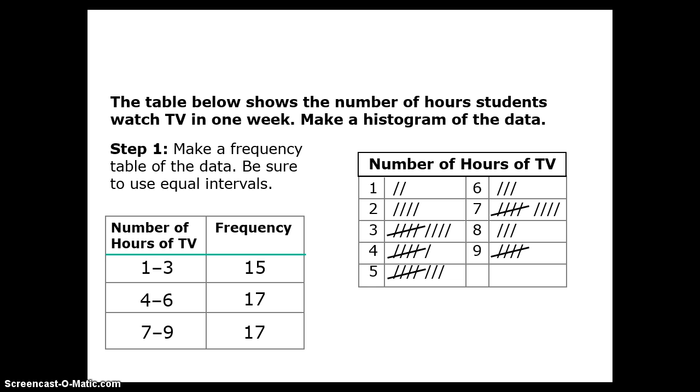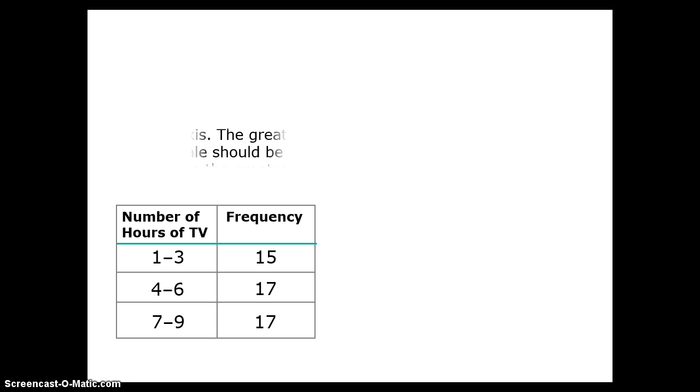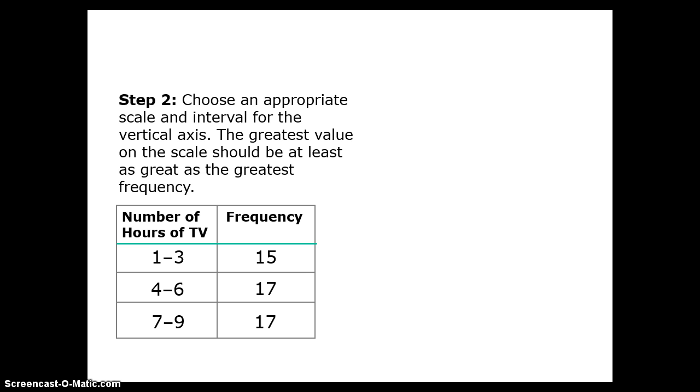Now, once I've created this frequency table, the rest is pretty easy. It's just like making a bar graph. I'm going to use just this frequency table for step 2. I'm going to choose an appropriate scale and interval for the vertical axis. Remember, we talked about if I'm going to go up more than 1 on the vertical axis, I need to go up by that amount every time. I could draw my histogram 17 spaces high, but that would take a lot of time and space. So I'm going to choose to go by 4s.